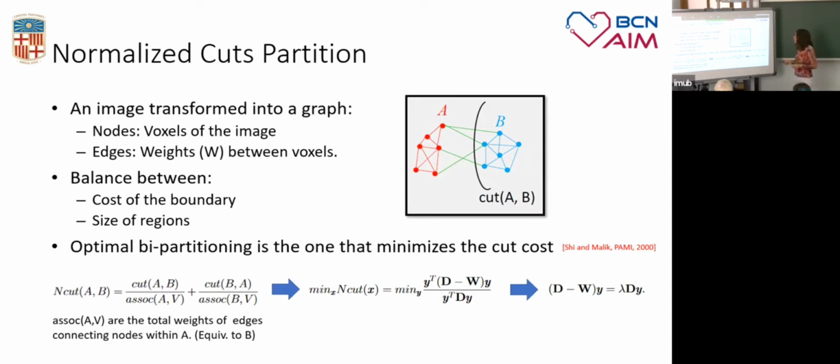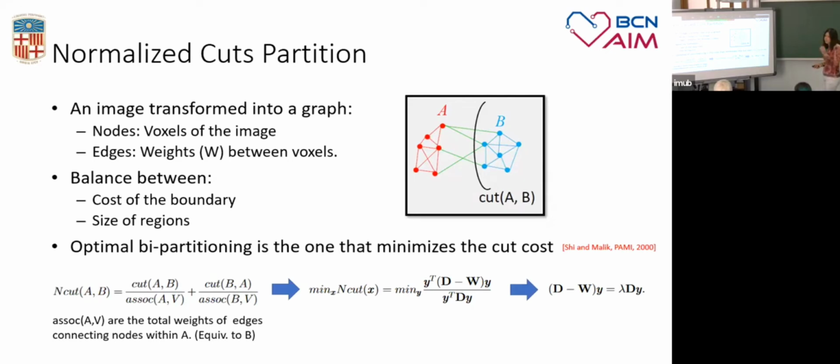But before, we cared about the minimum cut, right? Now we care about the minimum cut, but we will also consider the size of the regions. So we will have a balance between the cost of the boundary, the minimum cut, but also consider the size of the region. How do we do that? In the formulation, apart from the min cut, we will have this term from here, the association A and B, that are the total weights of the edges connecting nodes within the region. So it would be the sum of the edges of A in association A and A, and in B, in the case of the association B and B, it would be the sum of the edges. So now it would be a balance of both. So now we won't have the problem anymore.